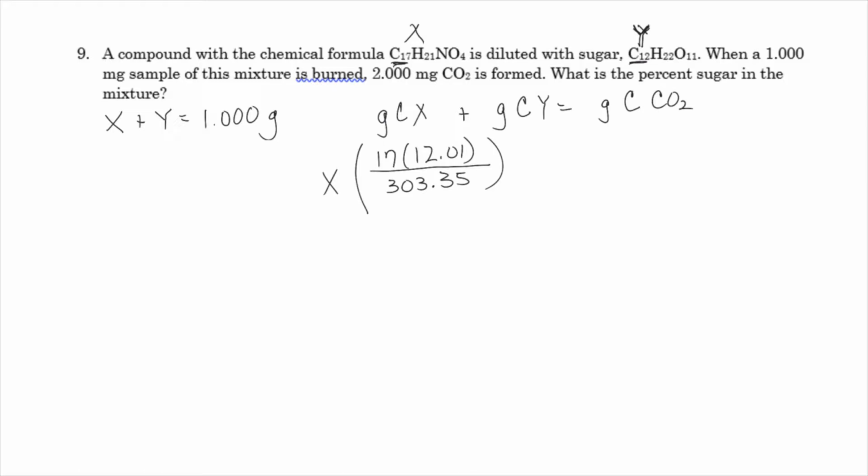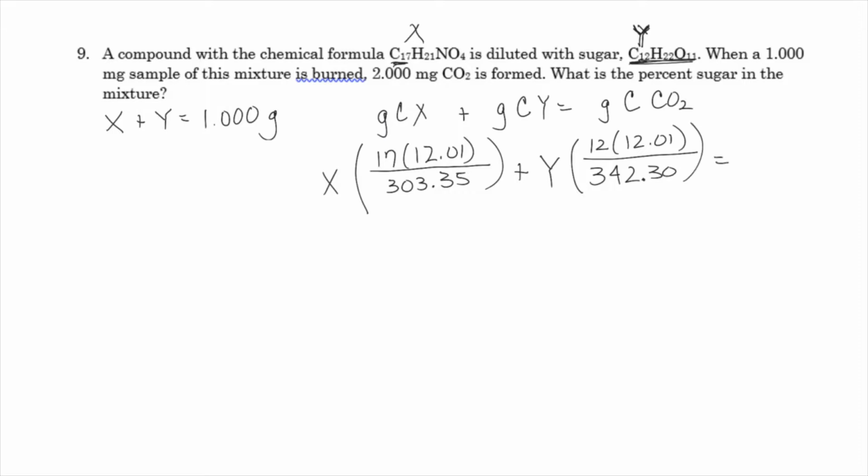So if I were to set up the percent composition of carbon in this compound, I would set it up this way. I multiply that times the amount of X I started with. That's the mass of carbon that I had to start with. Then I add the initial mass of Y times the percent carbon in the sugar. So 12 times 12.01 divided by the molar mass of the sugar, which is 342.30.